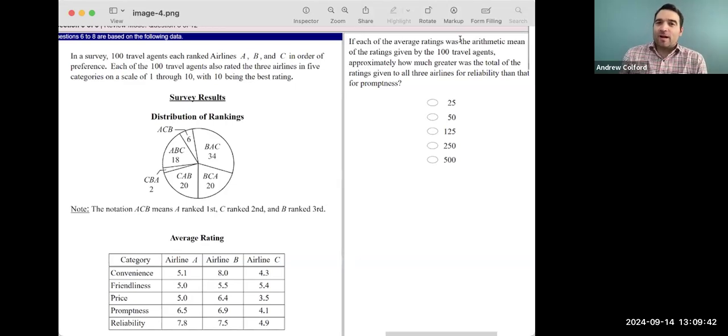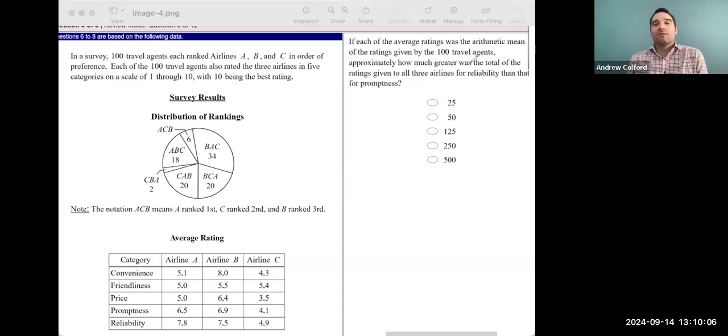If each of the average ratings was the arithmetic mean of the ratings given by the 100 travel agents, approximately how much greater was the total of the ratings given to all 3 airlines for reliability than for promptness? It's just a badly written question. But Ellen, here's what I would just say about this.